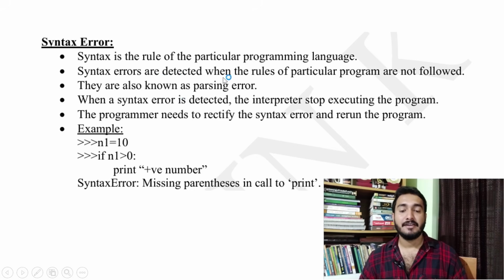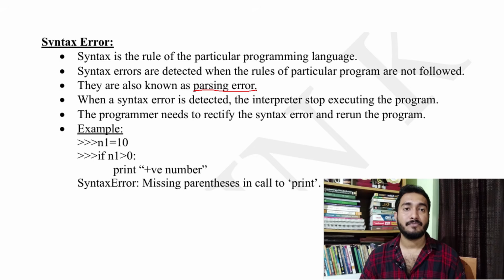Syntax errors are detected when the rule of particular programs are not followed. They are also known as parsing errors. So what is parsing? So when you run the program, before you get the output, the interpreter or compiler, so in case of Python, it is interpreter, in case of C++, it is compiler, will go through the code to find out the mistakes in the program. So that process is called as parsing. So these syntax errors are found during parsing stage. So that syntax errors are also called as parsing errors.